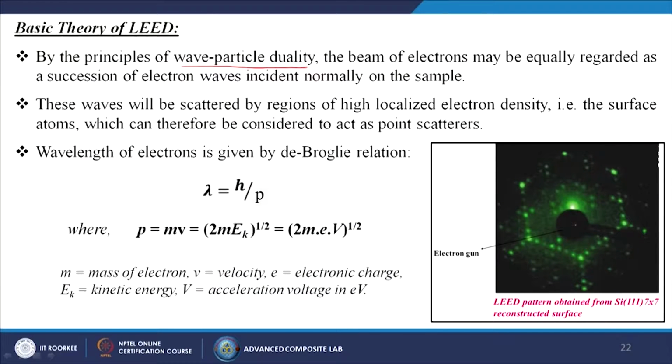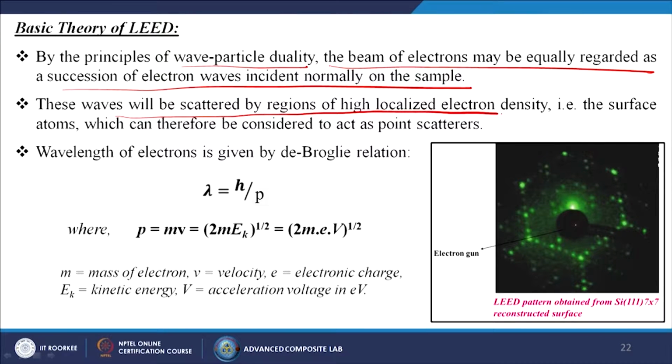Basic theory of how it works: by the principle of wave particle duality, the beam of electrons may be equally regarded as a succession of electron waves incident normally on the sample. These waves will be scattered by regions of high localized electron density, that is the surface atoms, which can therefore be considered to act as point scatterers.